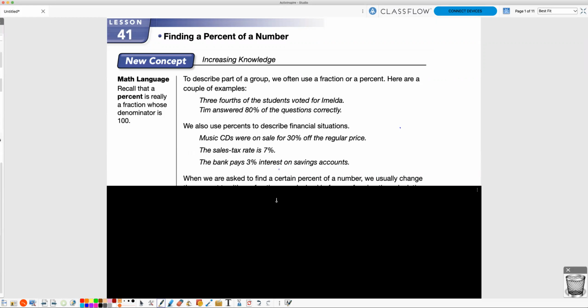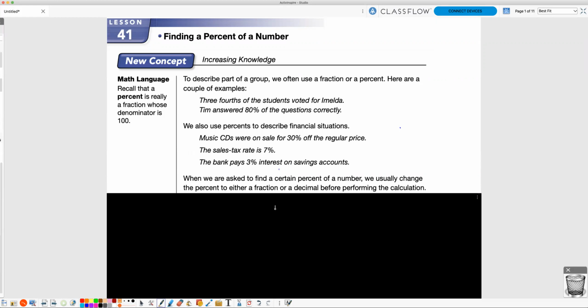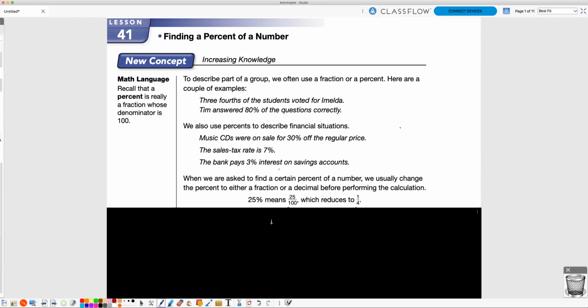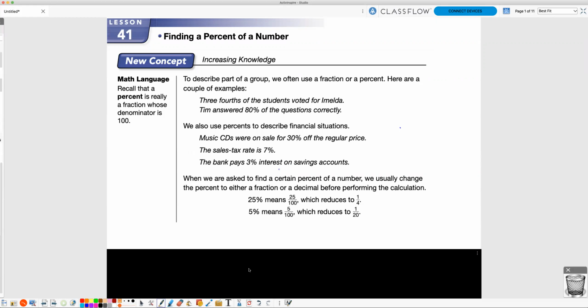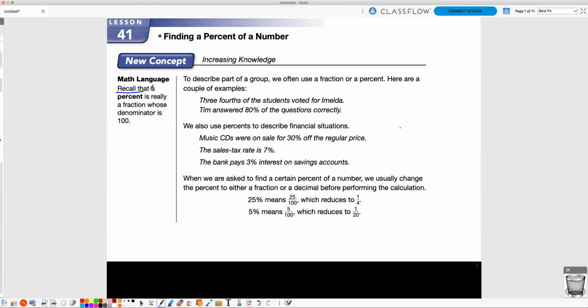When we're asked to find a certain percent of a number, we usually change the percent to either a fraction or a decimal before performing the calculations. So 25% means 25 out of 100, which reduces to 1/4. 5% means 5 out of 100, which reduces to 1/20. Remember that percent is really a fraction whose denominator is 100. So 5% means 5 over 100, which can be reduced.